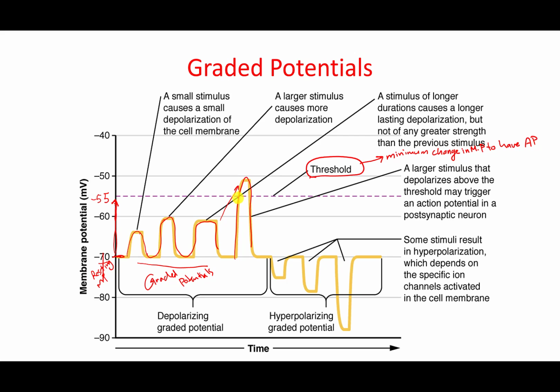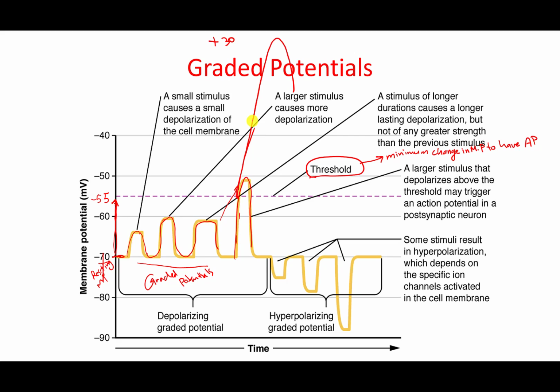And technically this one, if we want to be accurate about drawing it, it should go all the way to plus 30, since it has crossed the threshold. So these are graded potentials.